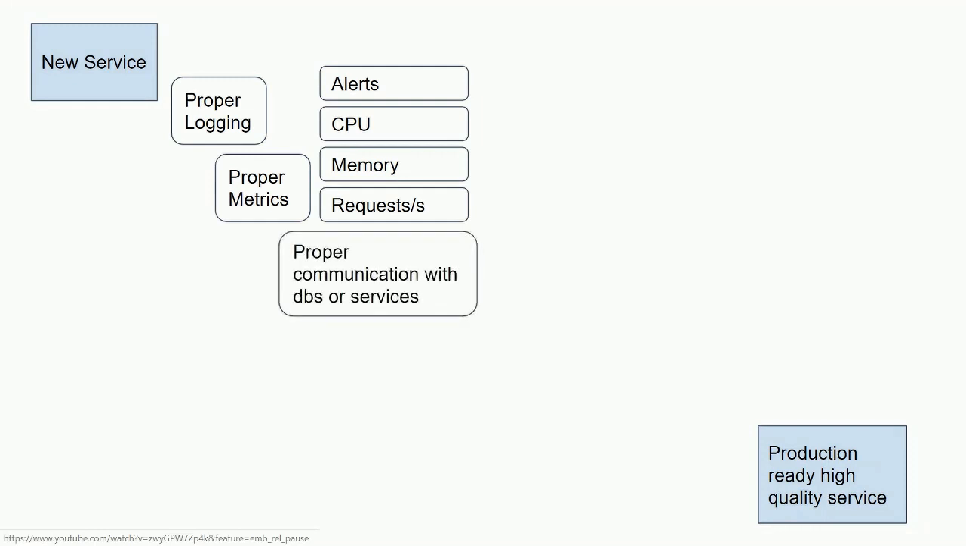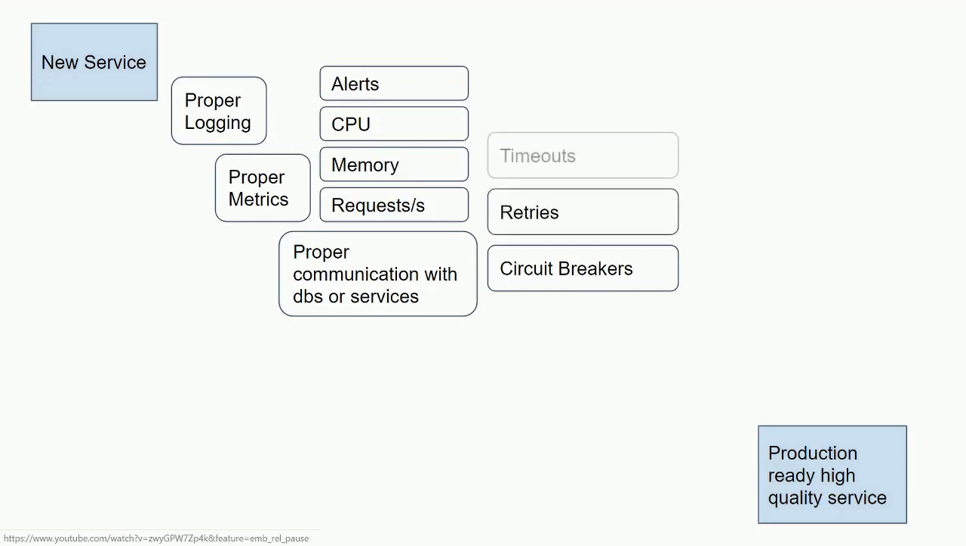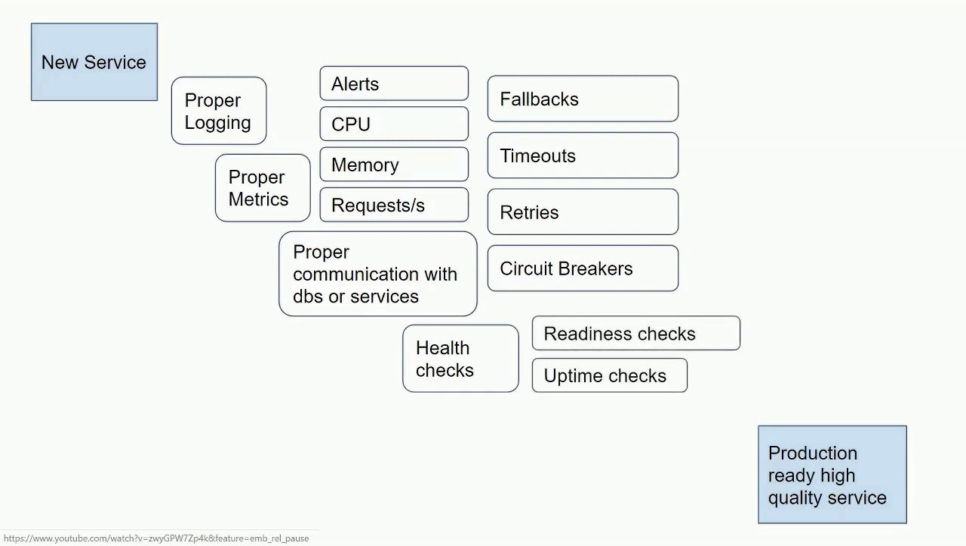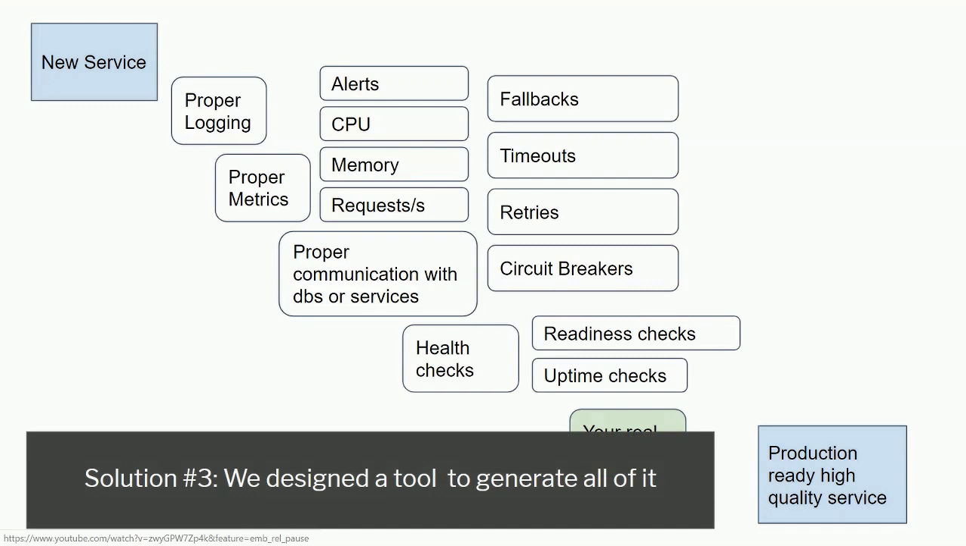You need to have proper communication with databases and services, like clients, right? Those clients need to be not just simple clients. These clients need to have protections: circuit breakers, retry policies, timeouts, fallback mechanisms if the other service is not there or something's happening. You don't want to have cascading failures, so you need to have some protections. You need to have health checks, which means uptime checks and readiness checks. If your service is up, it doesn't mean it's ready to serve the traffic. And then you really do your own coding. This is actually our third solution. So we designed a tool to generate all of that, except, of course, that little green thing, your own code.